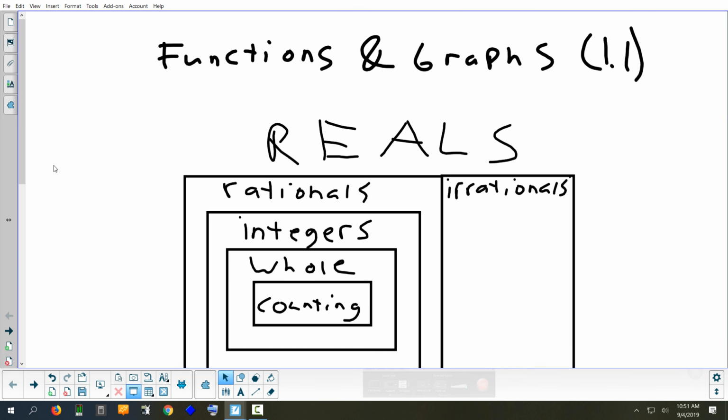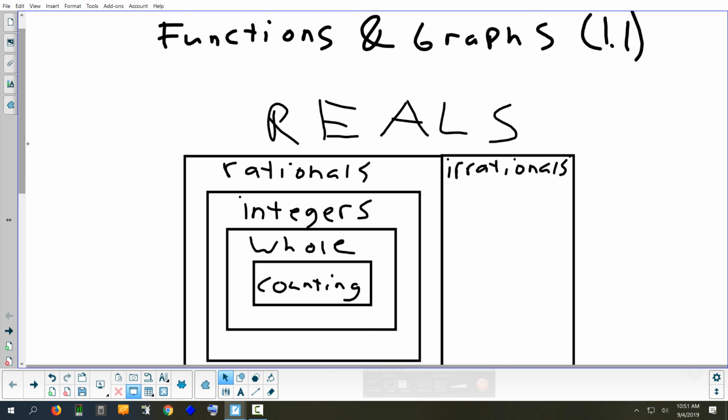All right, so the first thing we're going to take a look at is this number chart. I'm not going to write down every single definition, but I'm just going to explain each number set to you, starting with the simplest numbers, working our way out to more complicated. So the simplest kind of numbers you can have are counting numbers.